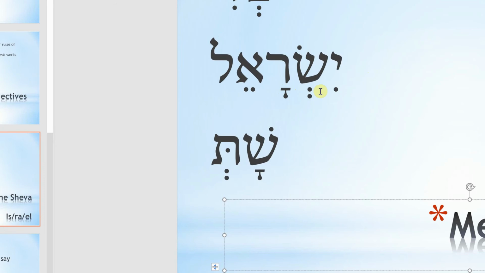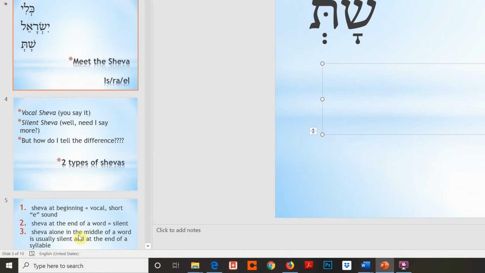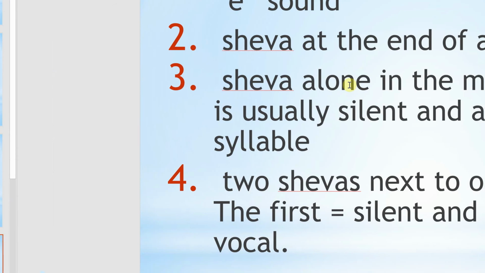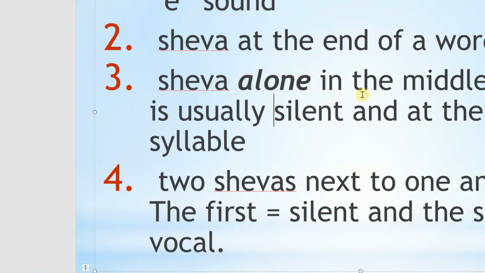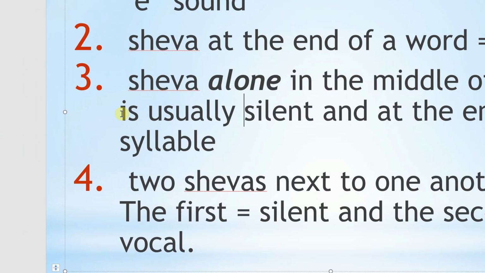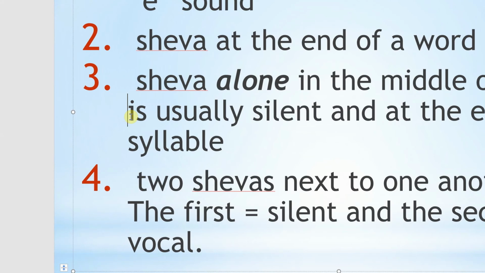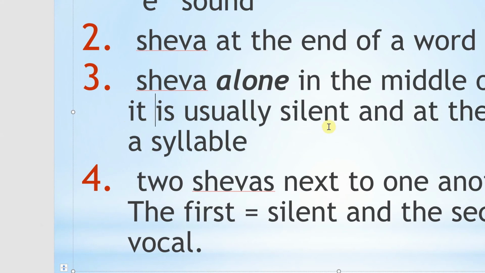Okay, I'm going to introduce a little qualification here in just a minute. But if you see a single schwa in the middle of a word, assume it is silent. Okay, so a schwa alone, that's the alone part, and that's going to be important. If you see a schwa alone in the middle of a word, it is usually silent, and it marks the end of a syllable, as in the word Yisrael.